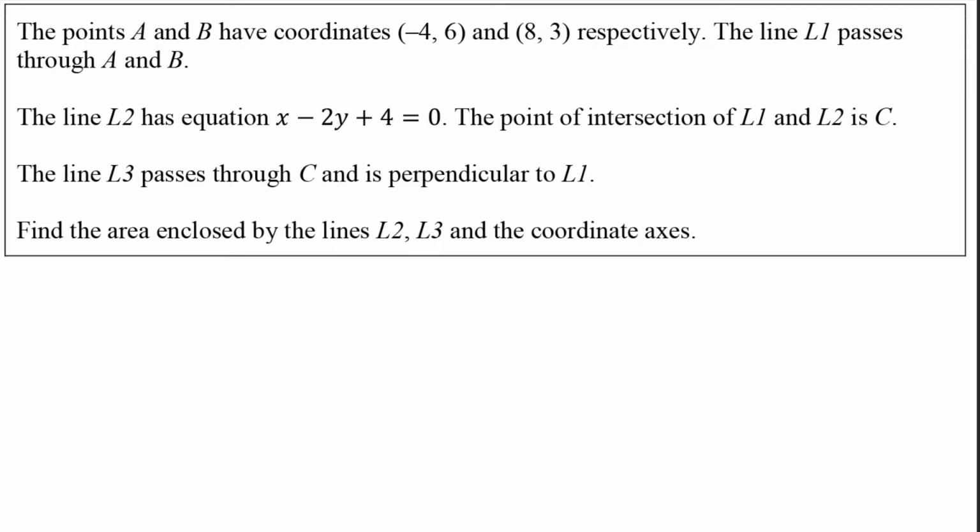The points A and B have coordinates -4, 6 and 8, 3 respectively. The line L1 passes through A and B. The line L2 has equation x minus 2y plus 4 is 0. The point of intersection of L1 and L2 is C. The line L3 passes through C. It is perpendicular to L1. Find the area enclosed by the lines L2, L3 and the coordinate axes.